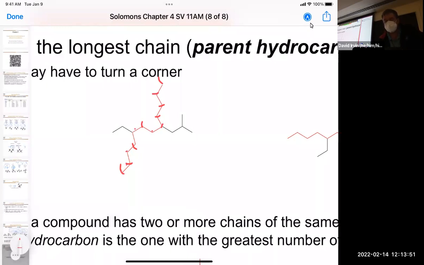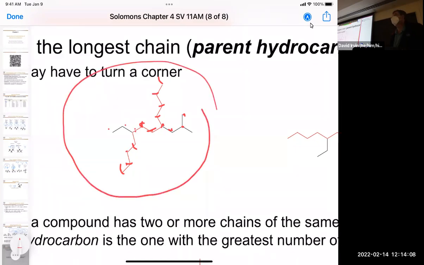1, 2, 3, 4, 5, 6, 7. So that would be shorter. 7, 8, 9, 10, 11, 12. So that would be a 12 as well. So that might be a long chain. We need to find whichever one's the longest. That is now our parent hydrocarbon. And in this case here, we have 12 carbons.